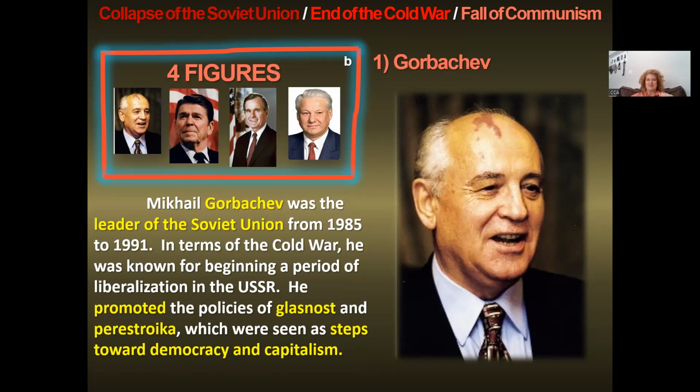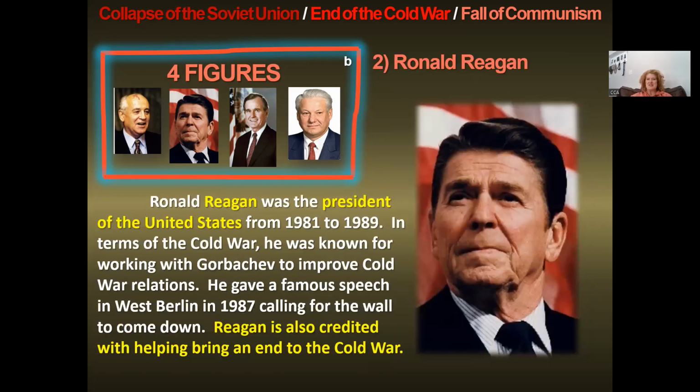Very small steps. The president of the United States at this time was Ronald Reagan. He was president from 1981 to 1989. So in terms of the Cold War, these are your people in your box, the prominent figures of the Cold War. He was known as the president who developed a working relationship with Gorbachev to improve those Cold War relations. They were known as the SALT talks.